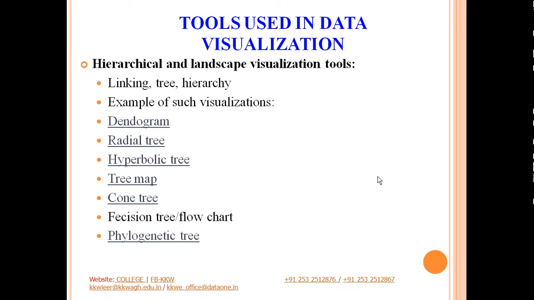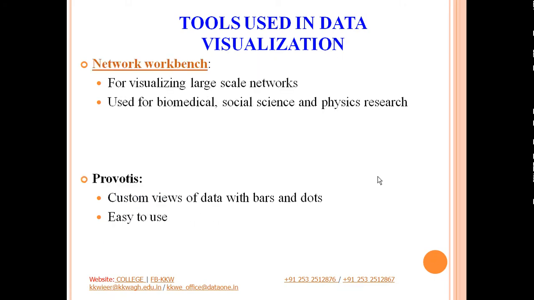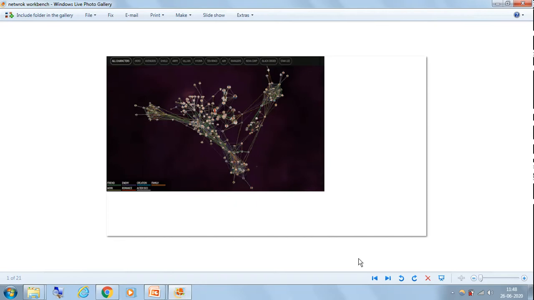We have two more here. One is Network Workbench and another is Prefuse. This Network Workbench is related to, for example, when you have some large scale networks that you want to visualize, say for some biomedical purpose, or it is also used for social sciences and physics research. So let us see how it looks like. And this is how a Network Workbench looks like. You can see here, this is a network of different nodes connected to each other.